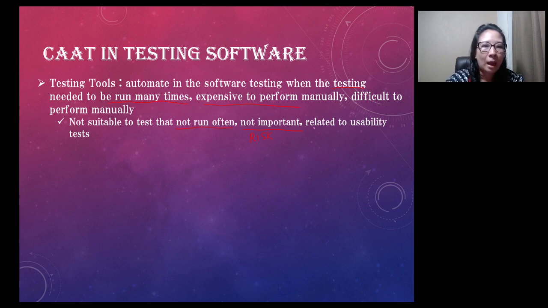Okay, and then if the test is related to usability, meaning more on the UI or UX, it is better to do it manually instead of using the testing tools. So example, if you want to check whether the color is already nice, whether the button placement is consistent or not, so more on the UI UX, it is better we check manually instead of using the testing tools.